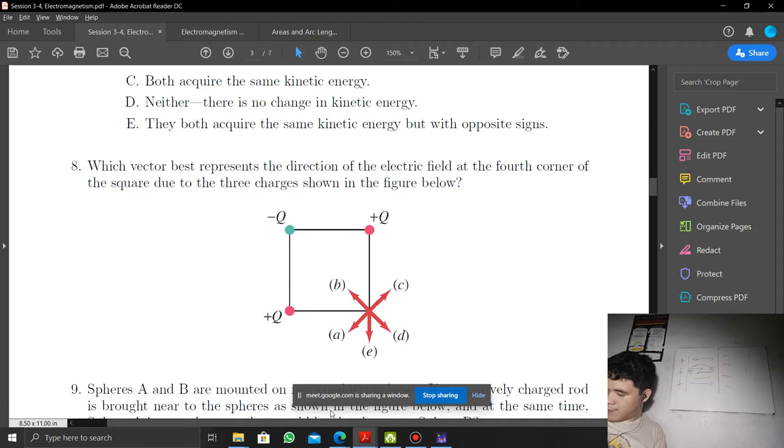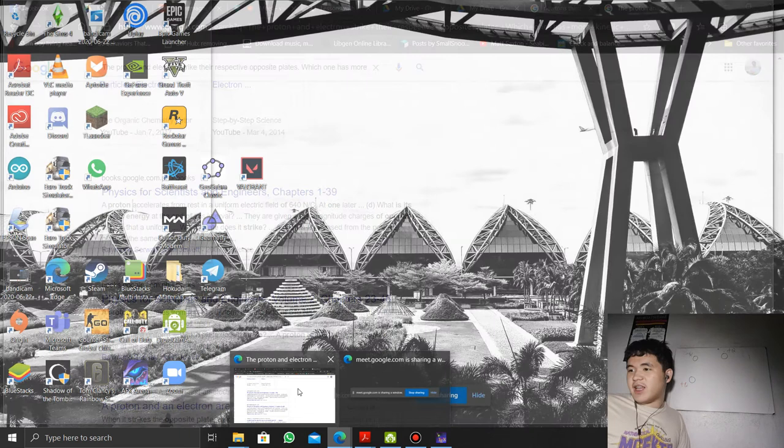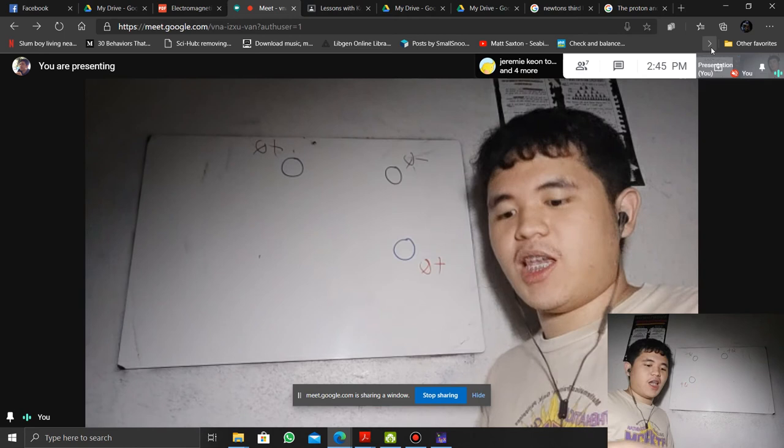D po ba? Yes, correct. It's D. Teka, I'll just draw the figure, ah, para lang we can see. Ay, sorry. Teka, ha? Plus Q. Plus Q. Sige. Ngayon, let's analyze ulit. Using our technique kanina, yung titignan lang natin kung saan sila, no? Sige, let's see. Ito yung point natin, no?